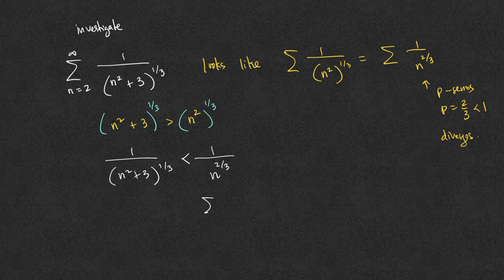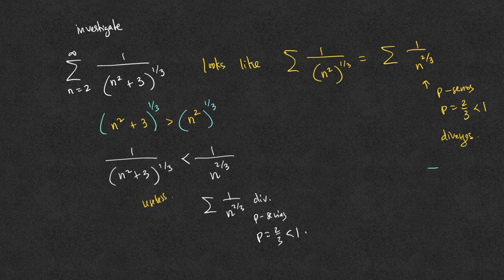We see that the series 1 over n to the 2/3 is divergent because this is the p-series with p equal to 2/3, which is less than 1. But this is a useless inequality because for a series to be divergent as well, we would need these terms to be greater than the terms of the divergent series. The inequality that we came up with does not work, so we need to try another inequality.